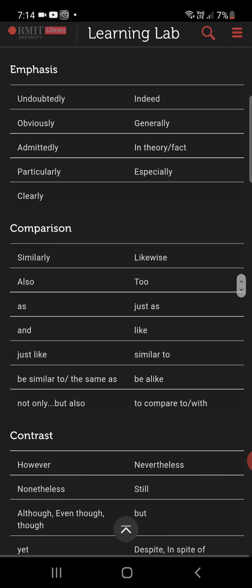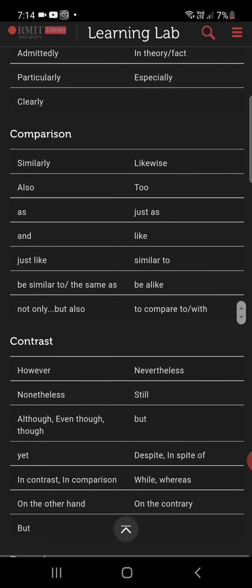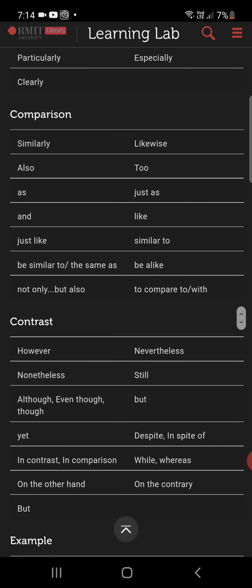I see generally is admittedly. I see admittedly is in theory. I see in theory is fact. I see fact is particularly. I see particularly is essentially. I see particularly is especially. I see especially is clearly. I see clearly is comparison.